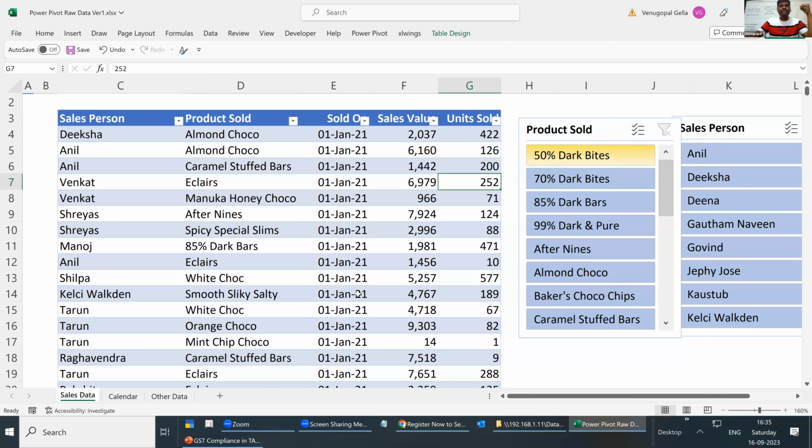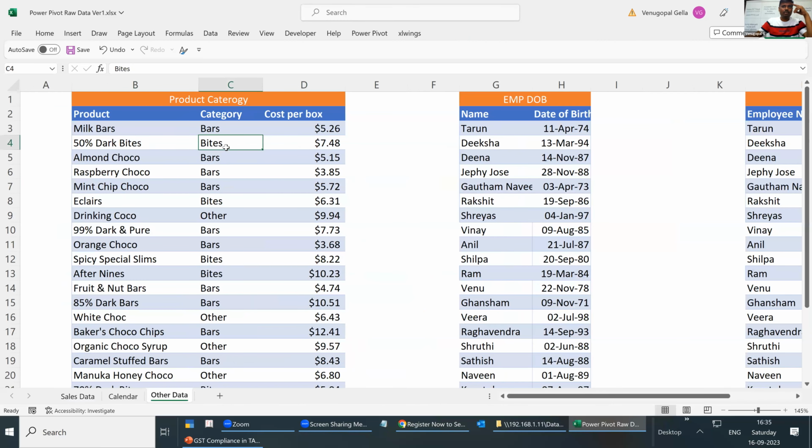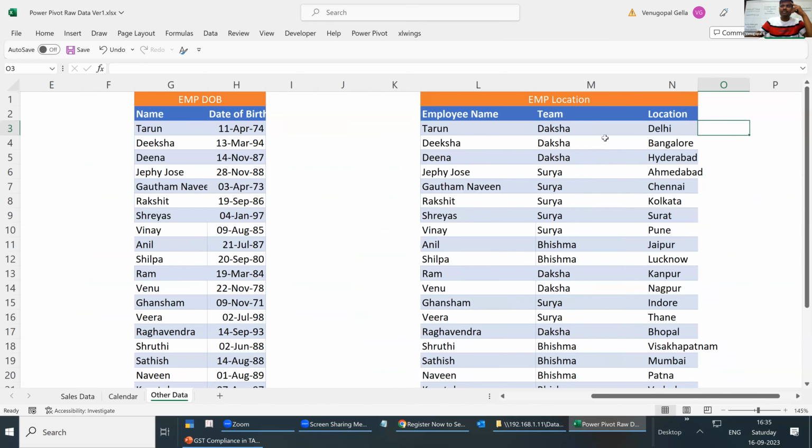Now I have another set of data here. What is the other set of data that I have? The other data I have is, against each of the products, what is the category that product belongs to, and what is the rate cost per box. There are employees. For each of the employees, I have the date of birth. Against the employee name, I have the employee working in a different team, and they are working in different locations. So I have different data sets that are available.